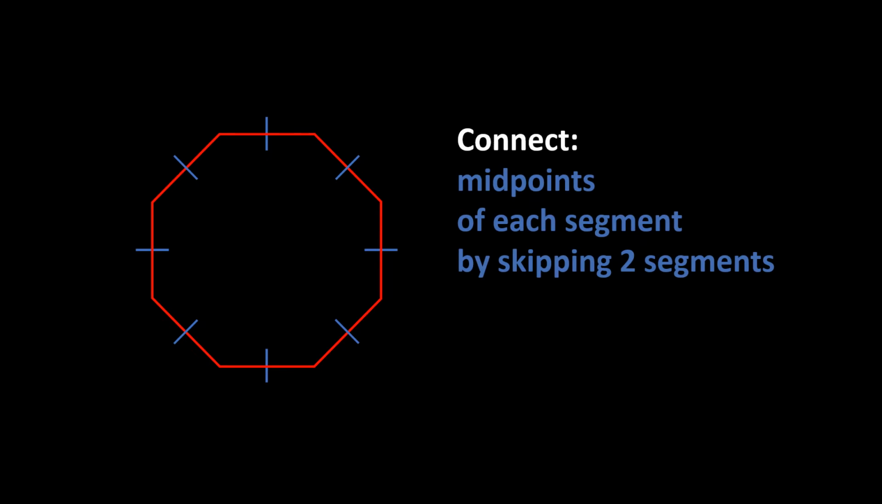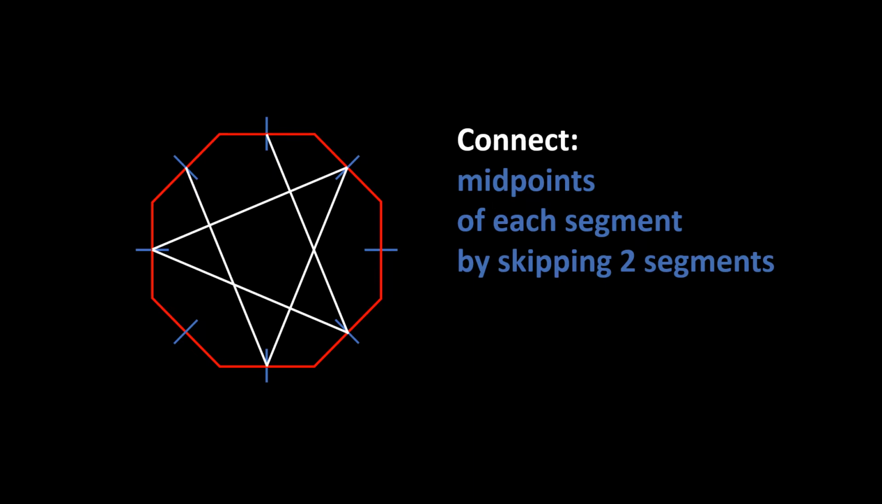Now connect the midpoints of each segment by skipping 2 segments. In this process, the angle between the 2 lines meeting at the midpoints is 45 degrees. If we needed another angle, we would have connected the lines in another way.